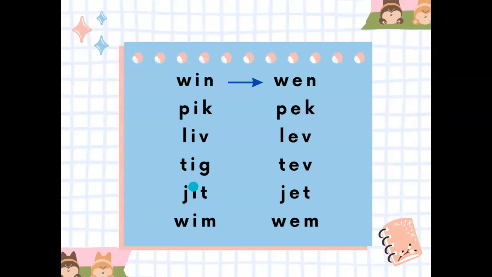Next word, what's this word here? Tig. We're going to switch out that I for an eh sound. What's this word? Oh, I should have said teg. That should be a G, not a V. That should say teg. Tig and teg. Even I'm getting mixed up. Okay, next word. What's this word here? Let's say jit. Let's change that I for an eh sound. We get jet. Jet, like an airplane in the sky.